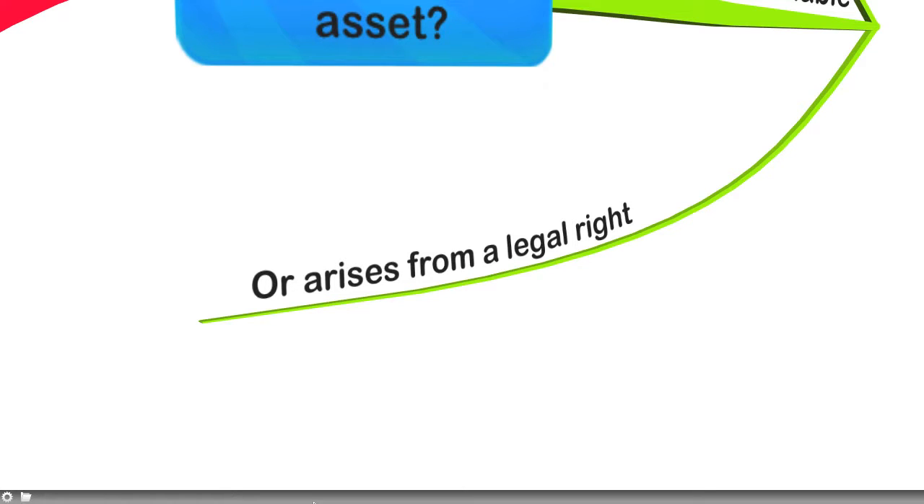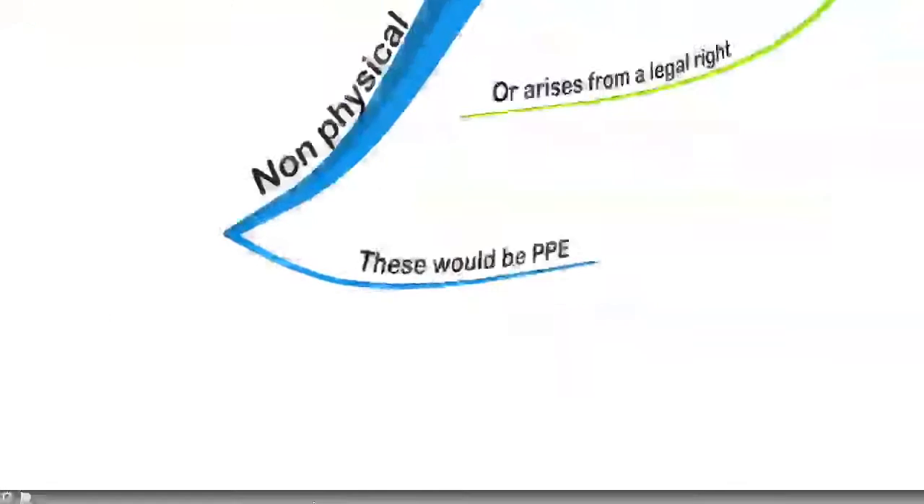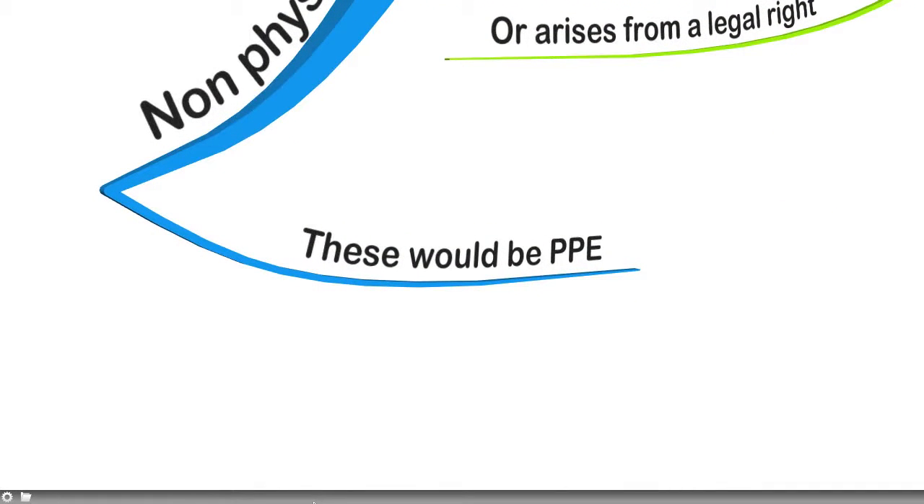So, just to recap then, it needs to be non-monetary, it needs to be identifiable, and identifiable means one of two things, either that you can sell it separately on its own, or that it arises from a legal right. And then I guess finally, the one that we all know, that it can't be physical, because if it is, it would actually be under IAS 16 PPE.